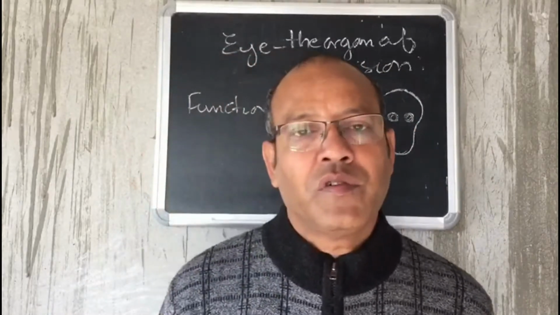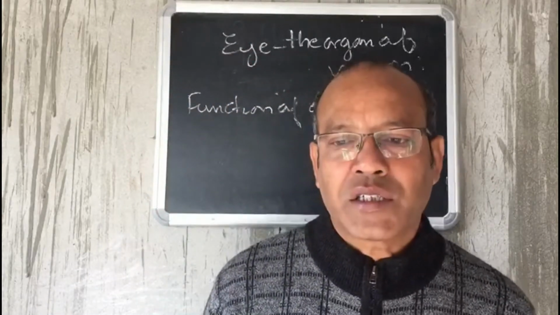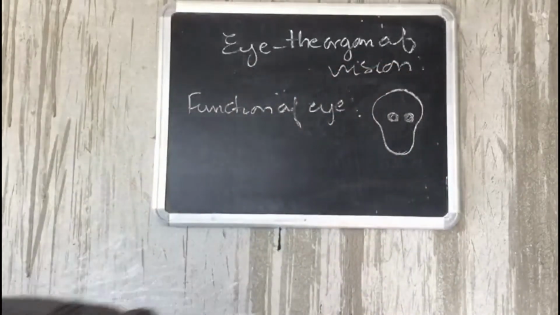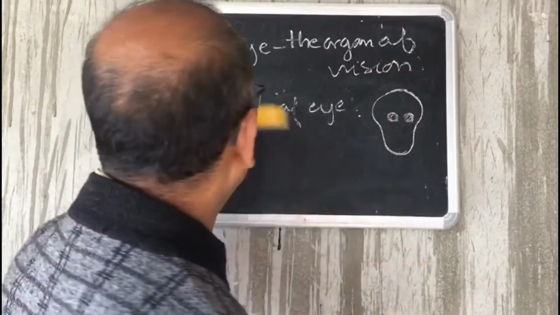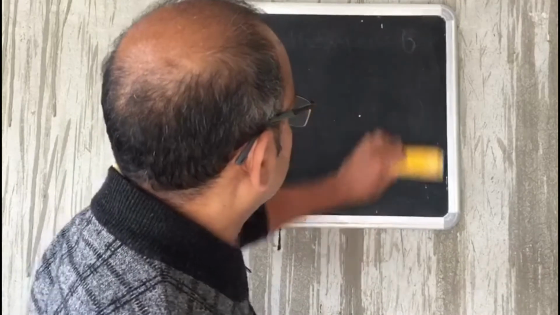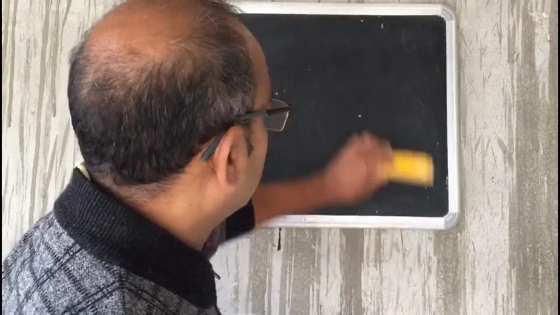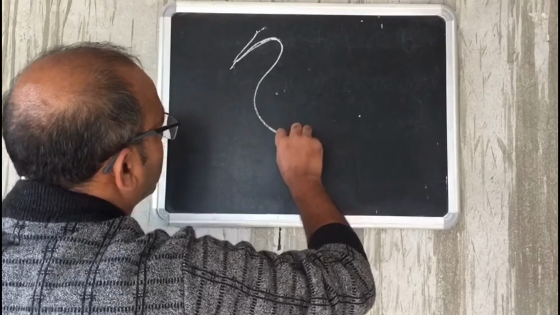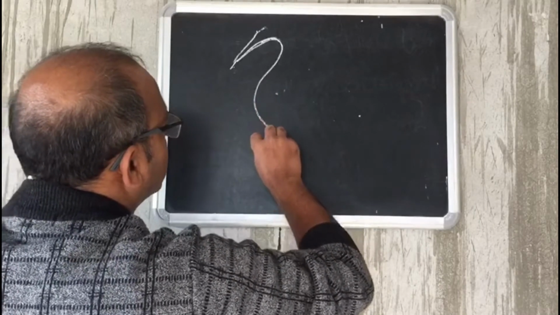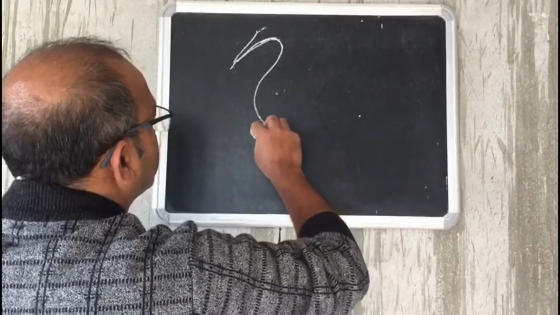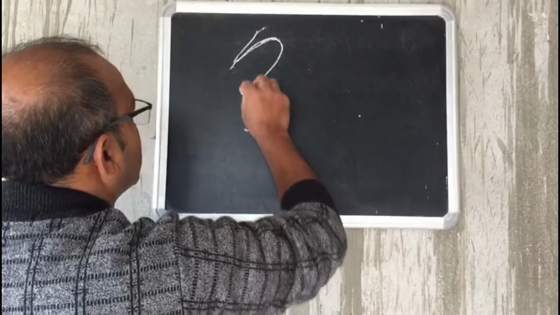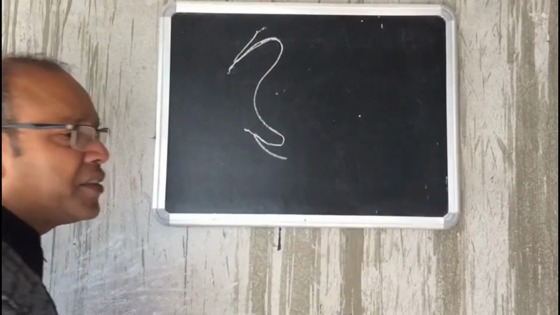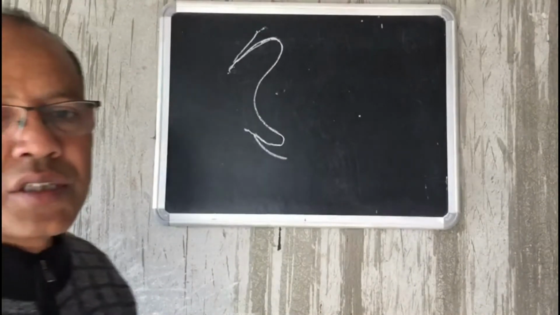Now we move on with the different parts of the eye. For this we'll have to draw the diagram. I'll go step by step. Just above the eye, which protects the eye from whatever fluid that might enter into the eye and cause irritation.